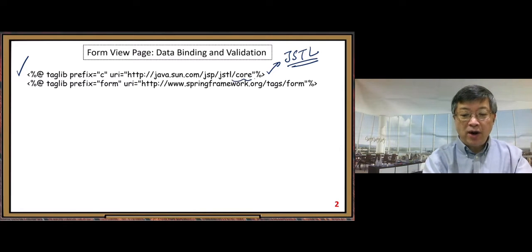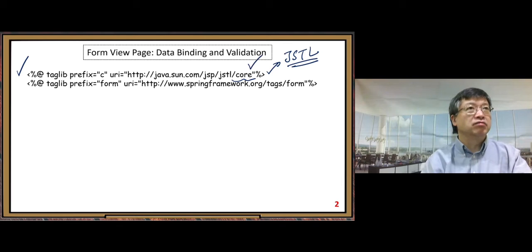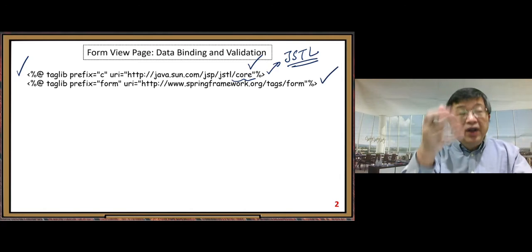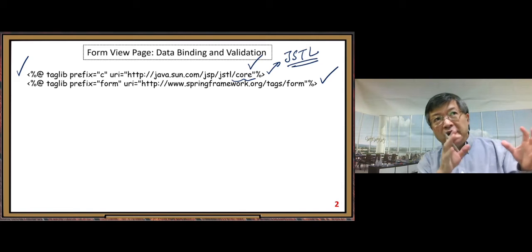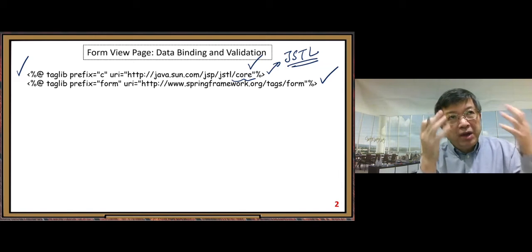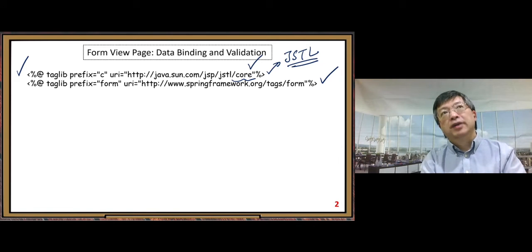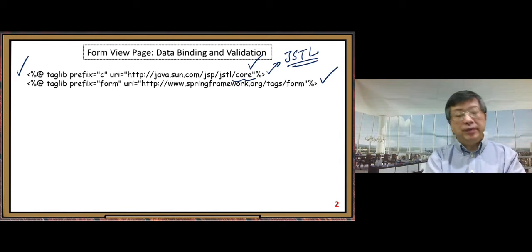So here, the core part. JSTL has several different packages. The most frequently used, the basic features, are in the core package. So we frequently use this core package. The second line: Spring's tag library. When Spring needs to do data binding, it needs to use a special tag library. So the second line tells the container to use that tag library.